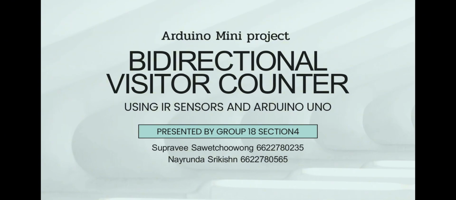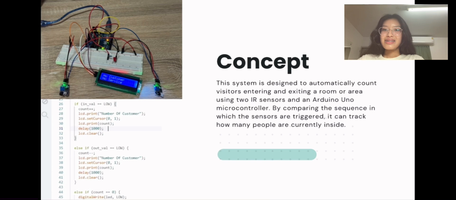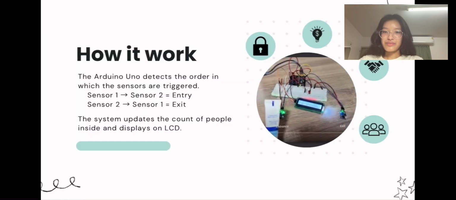I'm Nayrunda and I'm going to talk about the overview of this project. Start with the concept. This system is designed to automatically count visitors entering and exiting a room or area using two IR sensors and an Arduino Uno microcontroller. By comparing the sequence in which the sensors are triggered, it can track how many people are currently inside.